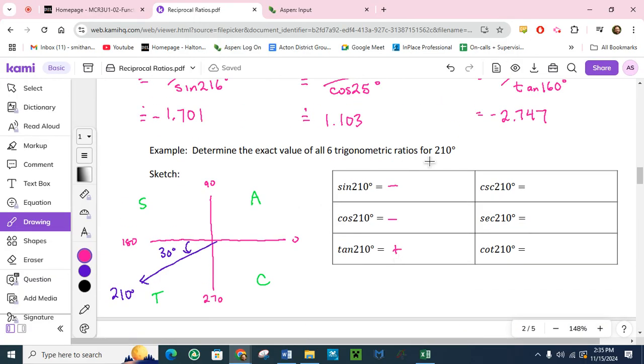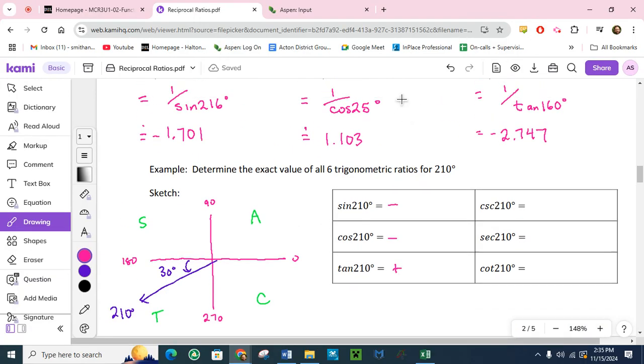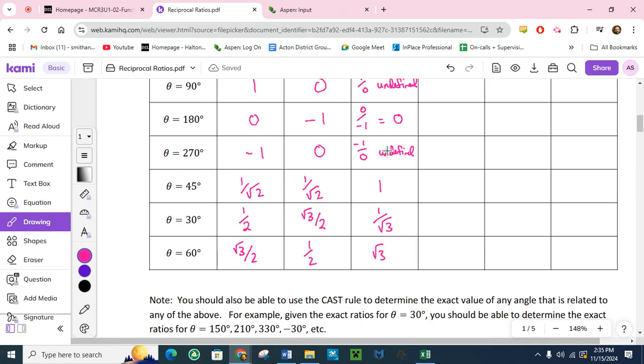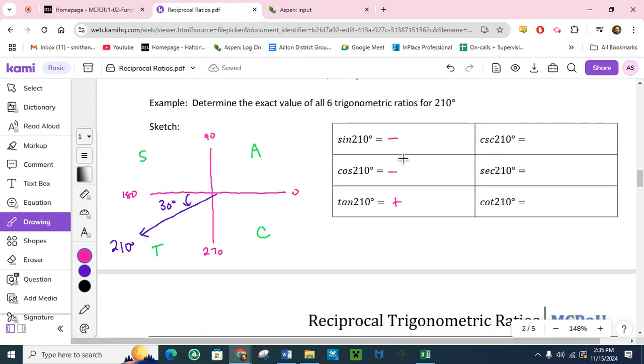So the sine of 210, I've already forgotten. The sine was, was it 1 over 2 or root 3 over 2? Sine is 1 over 2. So negative 1 over 2. The cosine, minus root 3 over 2. And the tan, 1 over root 3. These are the exact values for 210 degrees. How did we get there? Cast rule for the signs. And then the related angle is 30 degrees. We just copied them over. They'll have the same numbers. All right.